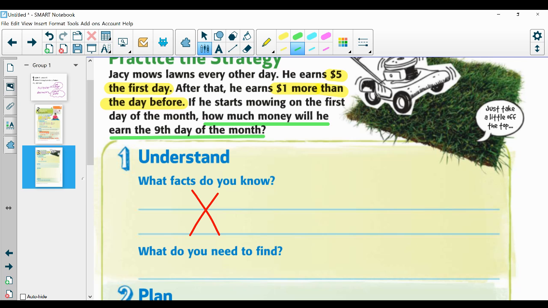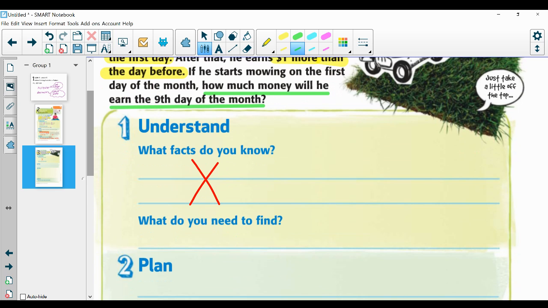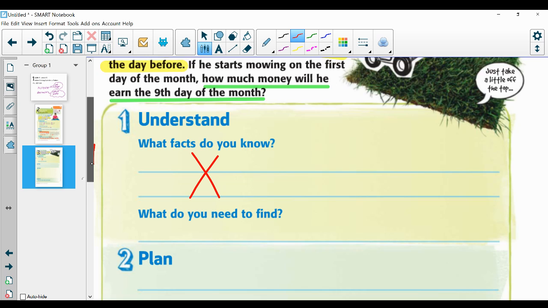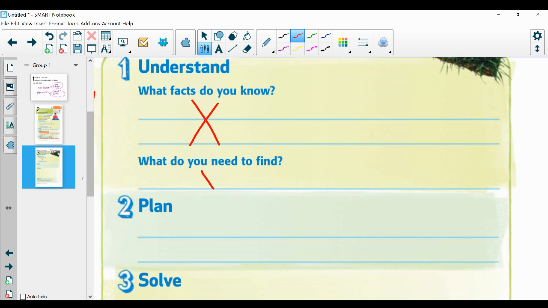How is a question word? I'm done. Now I'm going to read it frontwards so I can understand what they're looking for. How much money will he earn on the 9th day of the month? So we're not going to write it all out because we don't need to. We just underlined it. So oops, I drew an extra line.